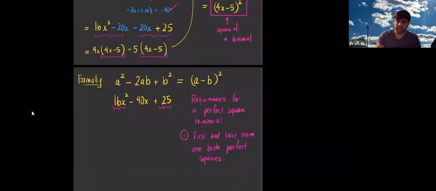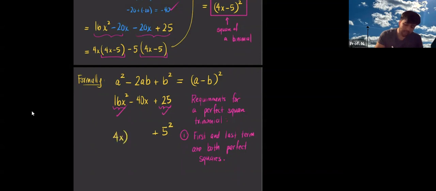16x squared is a perfect square. Check. 25 is a perfect square. Check. Why are they perfect squares? Well, I can write this as 5 squared, and I can write 16x squared as (4x) squared. So both of these terms here coincide with this idea of a squared, (4x) squared, b squared, 5 squared. That's 25. Do you see?